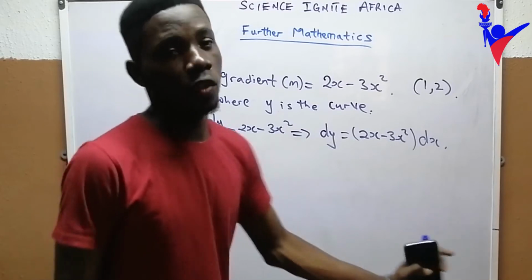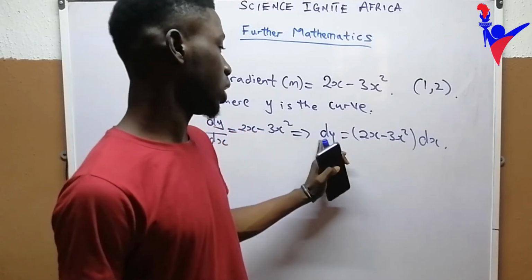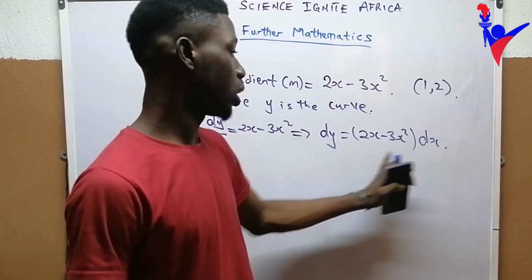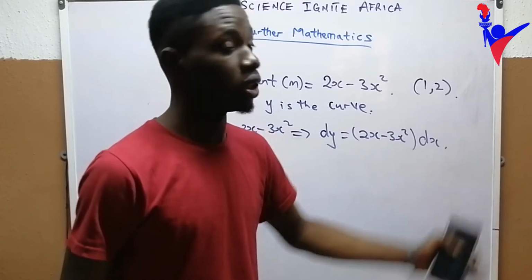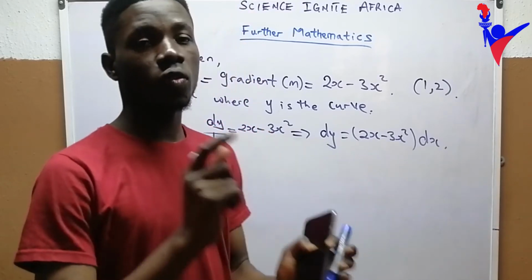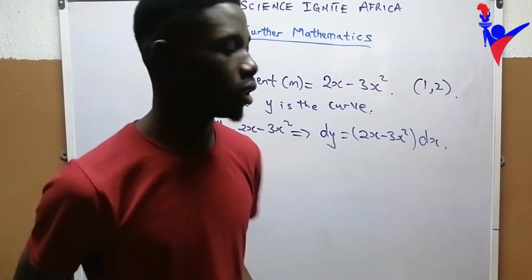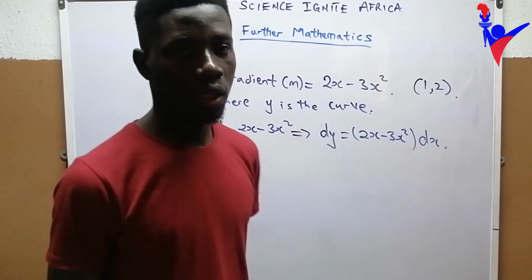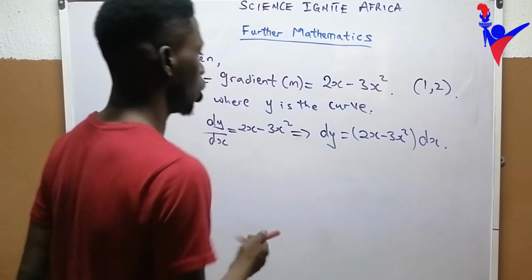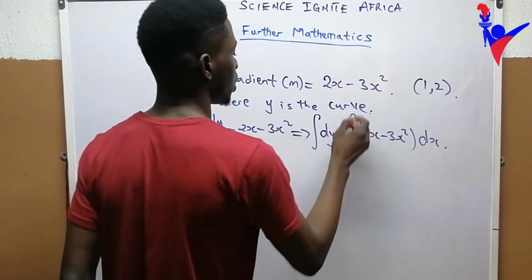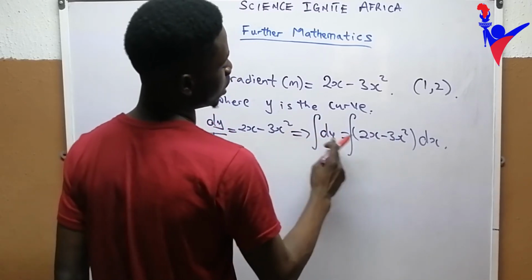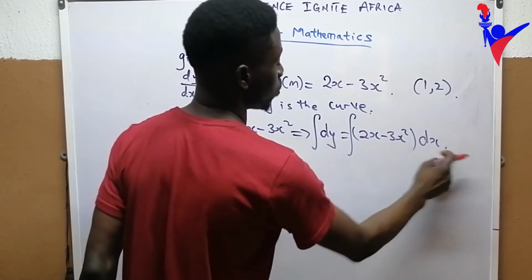Now the next thing I will do here, don't forget I'm looking for y. This is the differential dy, this is the differential dx. So to remove the differential, what do we do? You integrate. So we integrate both sides. If I integrate this side, I'm integrating this side as well. This means I'm integrating dy, then I'm integrating this with respect to x.